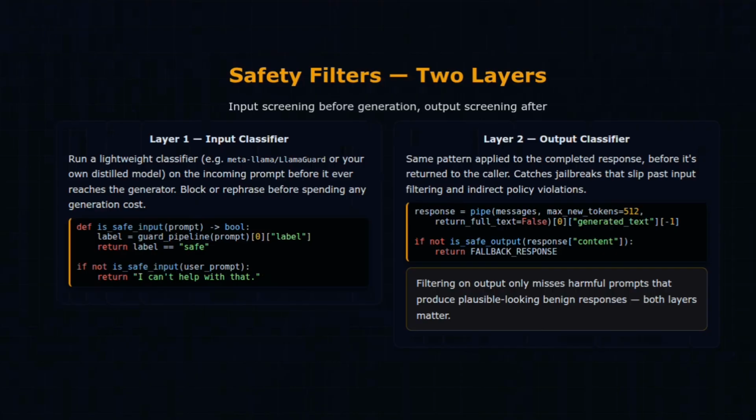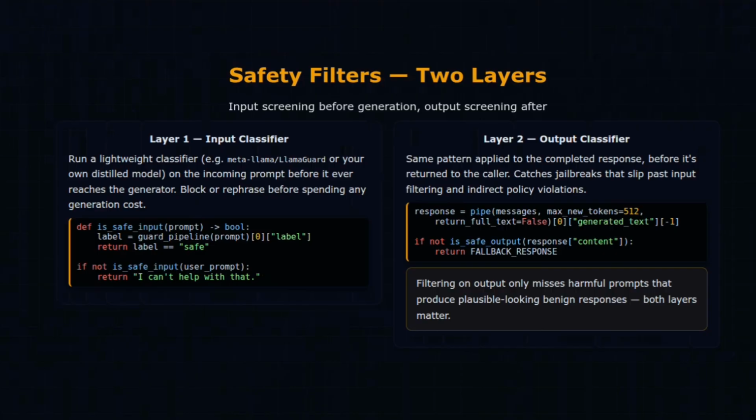Layer 2 is output screening. Run the same type of classifier on the completed response before it's returned to the caller. This catches two things Layer 1 misses: jailbreaks that use a technically safe prompt to steer the model toward an unsafe completion, and outputs that are unsafe in context, even when neither the prompt nor the response would individually trigger a classifier. Never filter on output alone. Unsafe prompts that happen to produce benign-looking text still expose your pipeline to abuse.